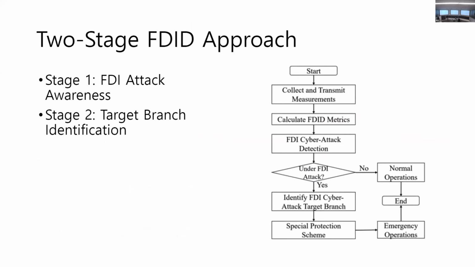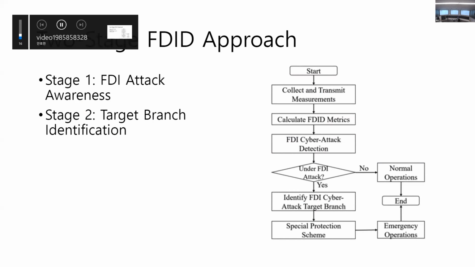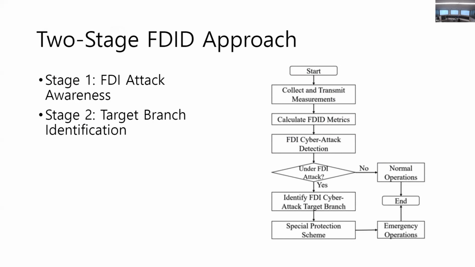Hello. So Hyomin basically went over the background and the problem at hand in the paper. I'm going to be going over the solution and the evaluation of the approach. So to counter FDIs, the paper proposes the two-stage FDID approach.